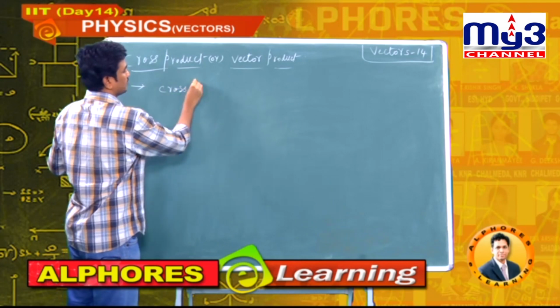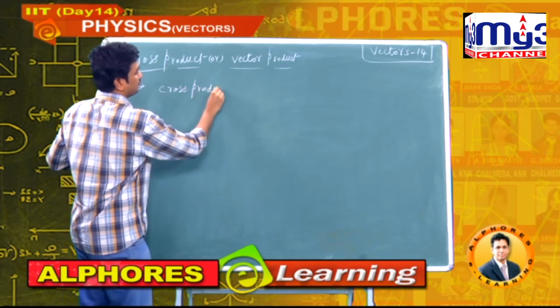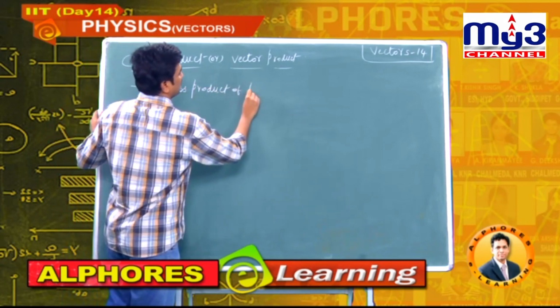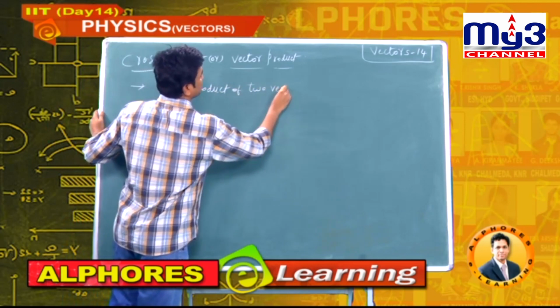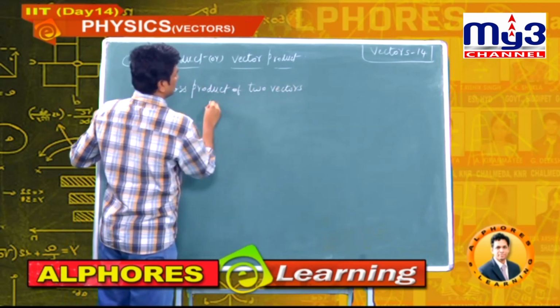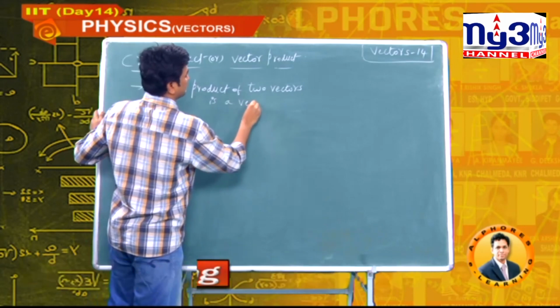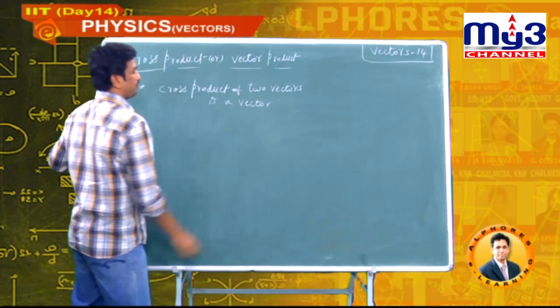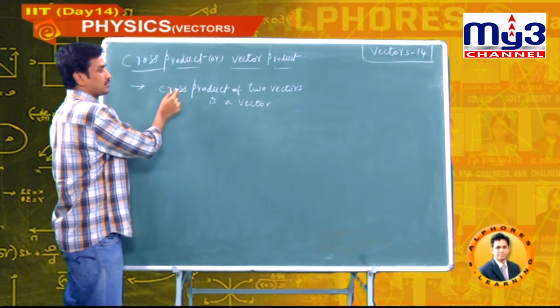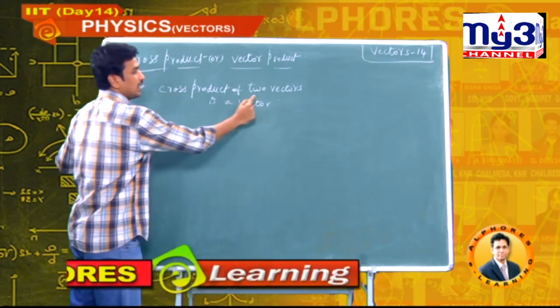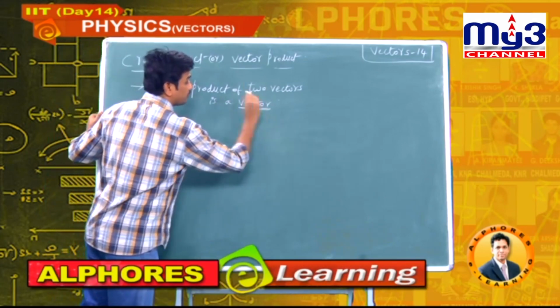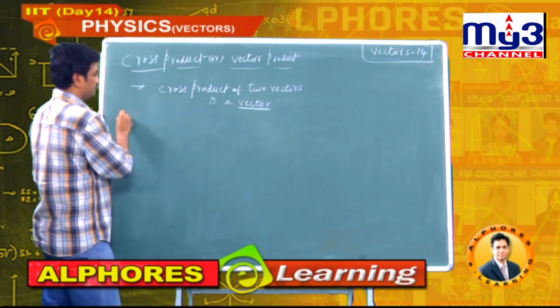Cross product of two vectors is a vector. If we multiply two vectors by using cross, the answer will be a vector. It is very important. Previously that was a scalar.